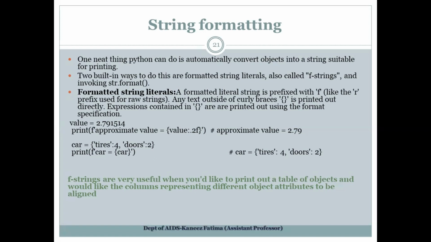Now if I say print f of car equals car, what happened? Car will give us the answer: tires will be given as 4 and doors as 2. So f-strings are very useful when you would like to print out a table of objects and would like the columns representing different objects' attributes in the line.